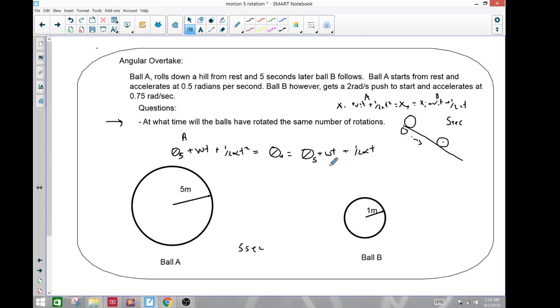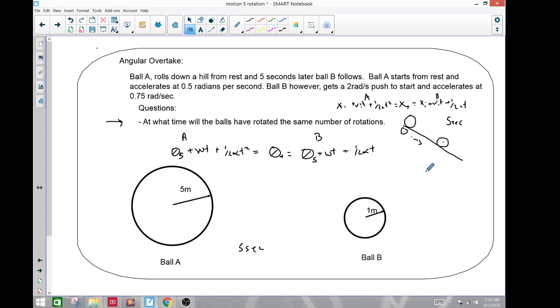I want time here, but I have to figure a couple things out first. So let's plug in what we got. The B is going to be a little more straightforward because it's just starting. I have to do two parts here. I want to know the conditions at 5 seconds, and then I want to know what happens when they actually go through the same number of rotations.